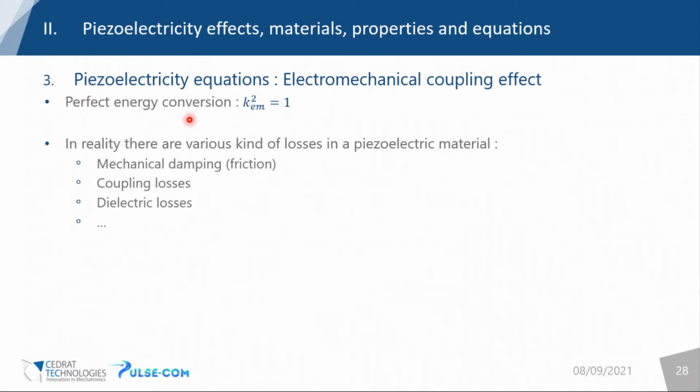And as I said before, the perfect energy conversion would be that the coefficient of coupling would be equal to 1. But in reality, there are a lot of losses in the piezoelectric materials. We mentioned the pyroelectric effects, but there is also the mechanical damping of your system. There are also coupling losses and dielectric losses, amongst other losses.